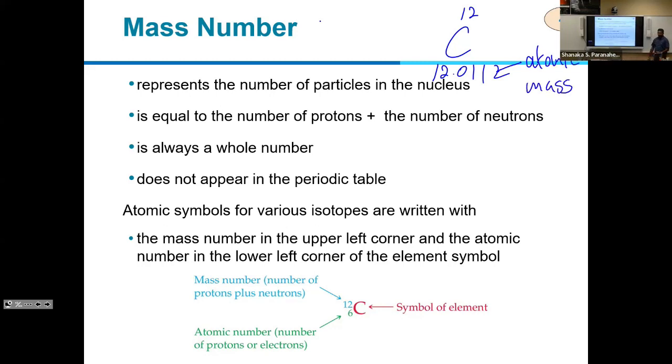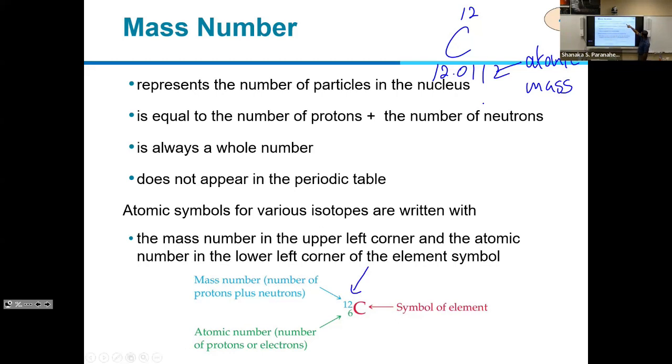Atomic mass and mass number are two different things. This atomic mass is an average mass for a lot of carbon atoms. We add all the masses of different types of carbon atoms and divide by the number of carbon atoms, and then we have an average value. When we take a sample of carbon from the environment, we have different types of carbon atoms, and the average mass is going to be 12.01. But mass number is only for one specific carbon atom. That's the difference between mass number and atomic mass.